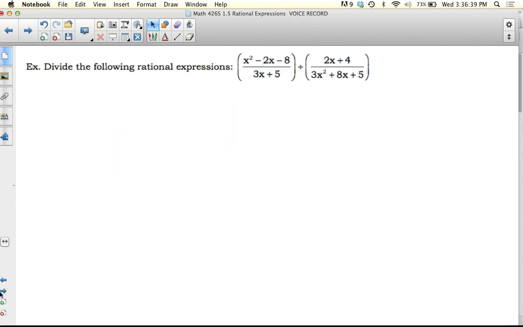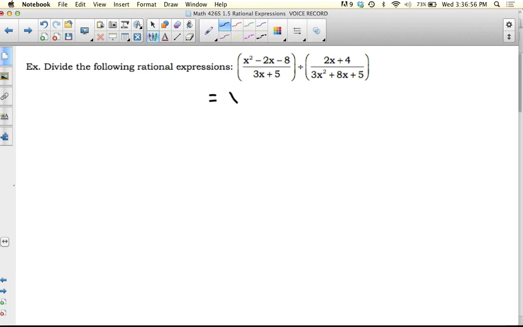Okay, so let's look at another example. Okay, so here we have division of two fractions, two rational expressions. So let's identify some factoring first. Actually, no, before that, let's actually flip our expressions, okay?